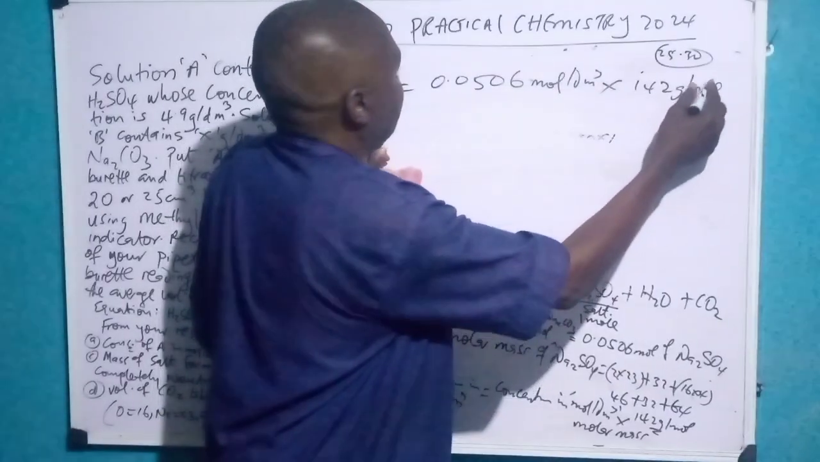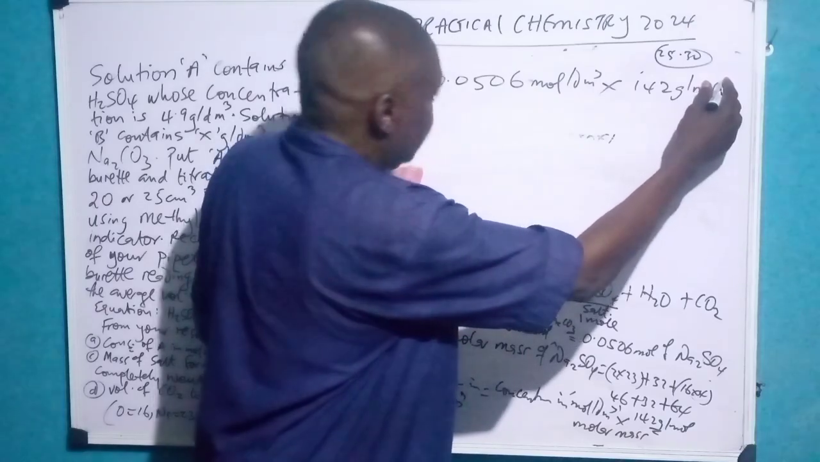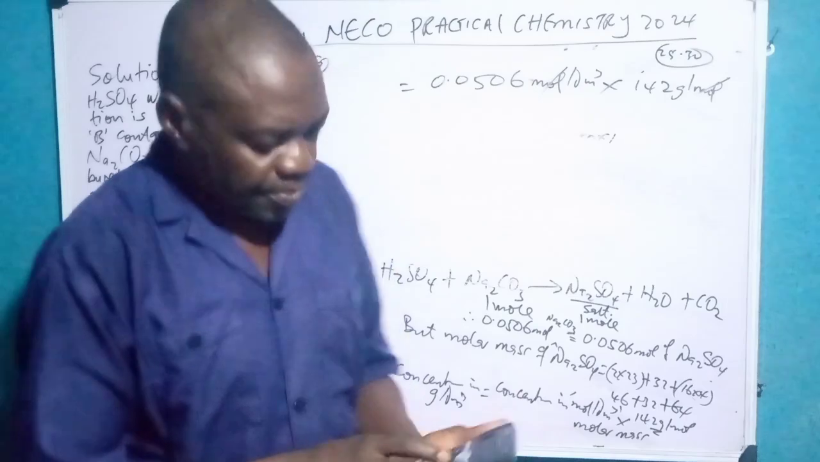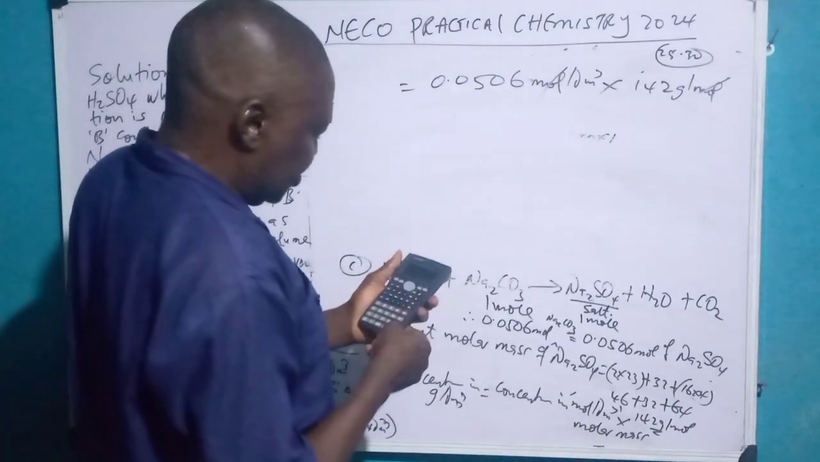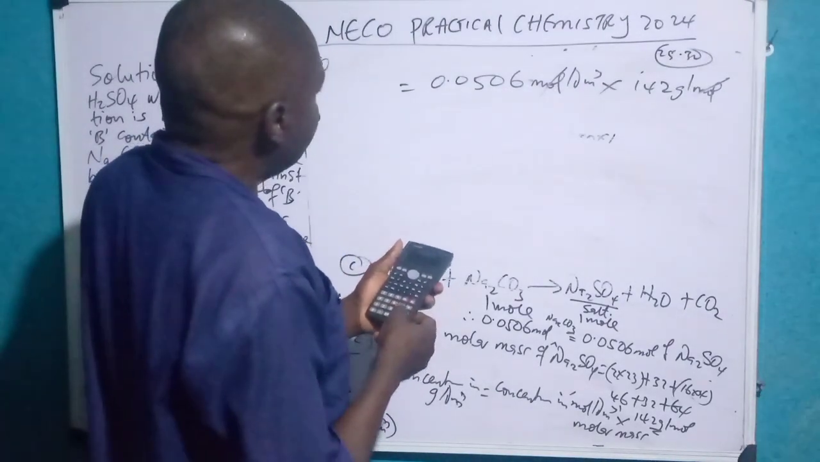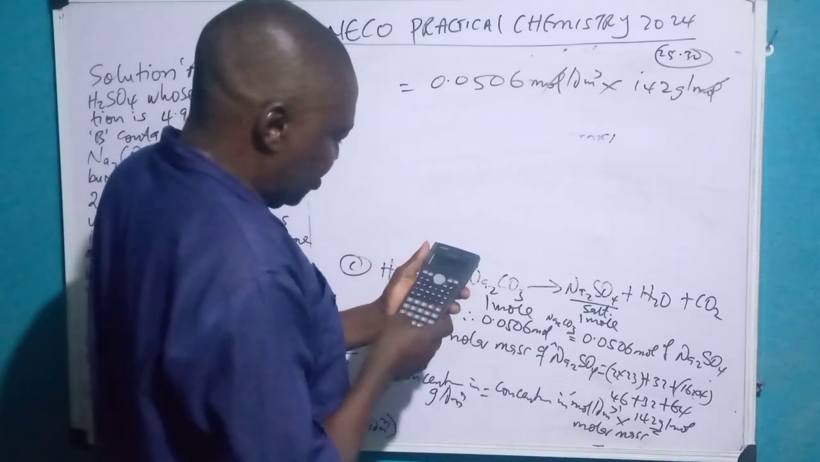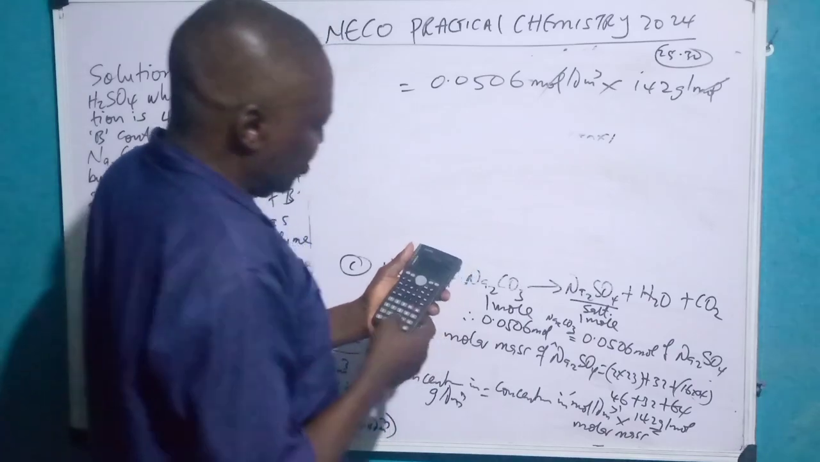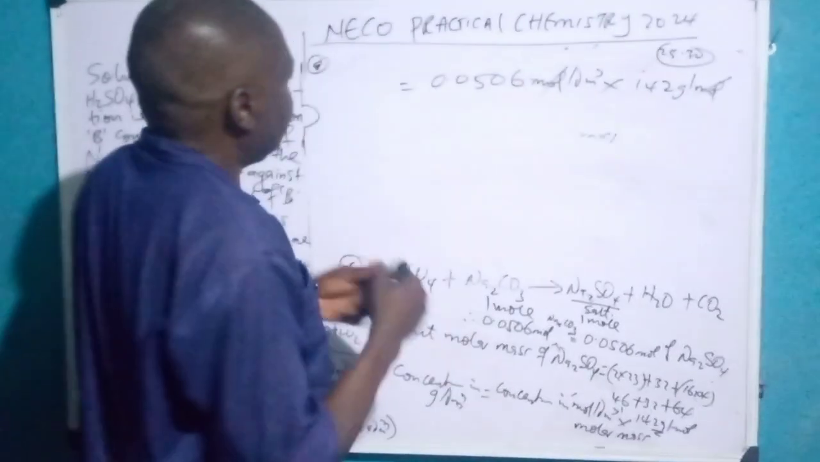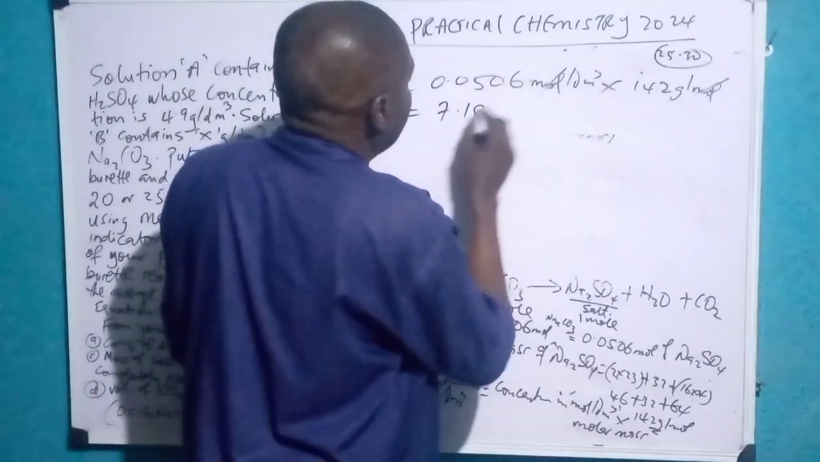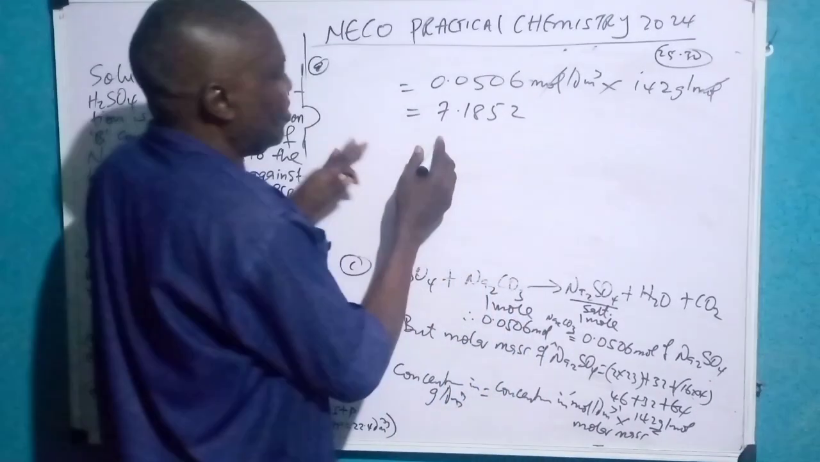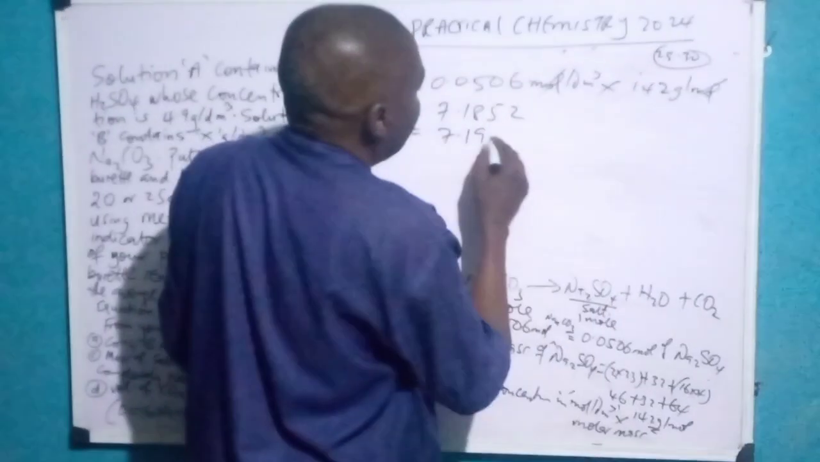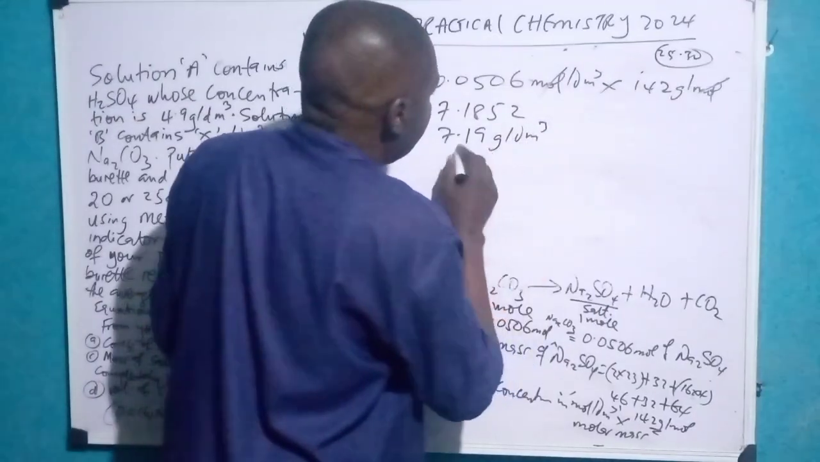So this one goes with this. Let's see, 142 times 0.0506, we have 7.1852. This one is not accepted in WAEC, so it becomes 7.19 gram per dm cube. You see it?